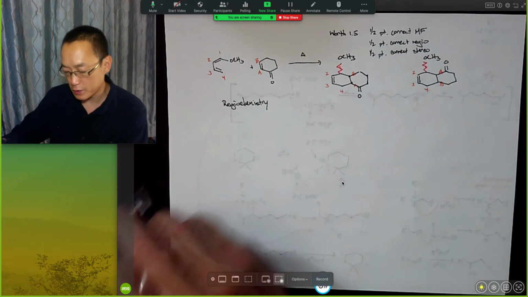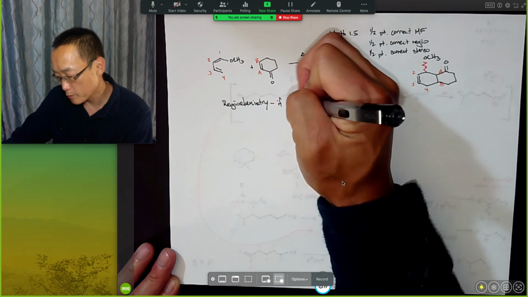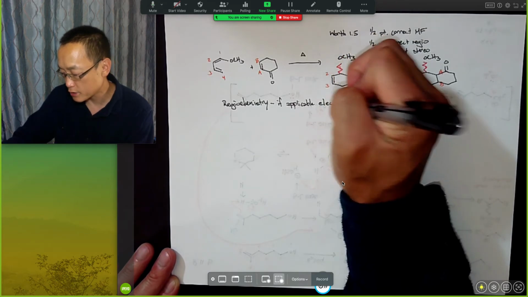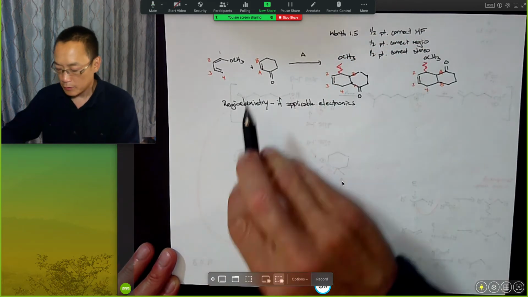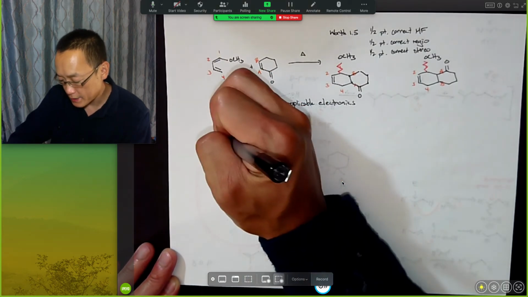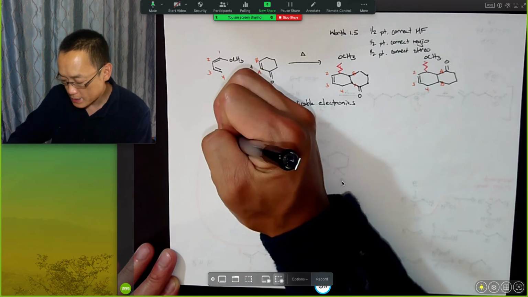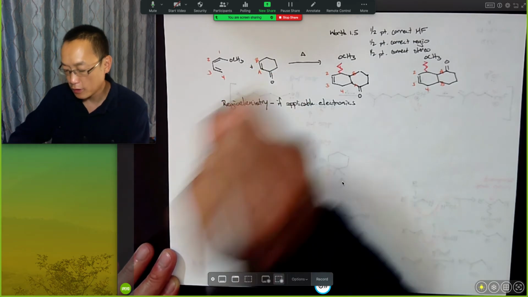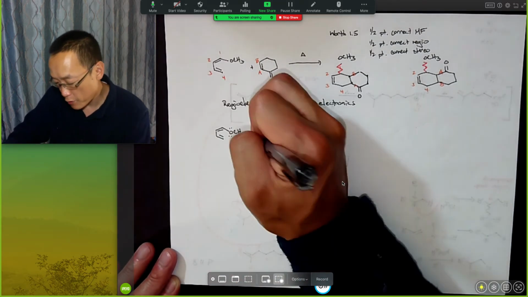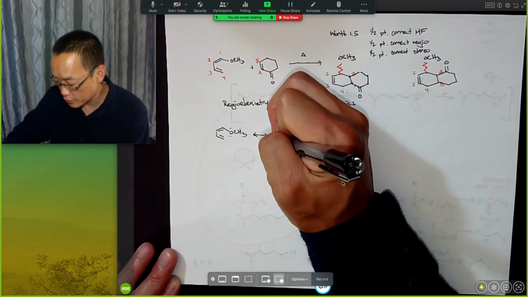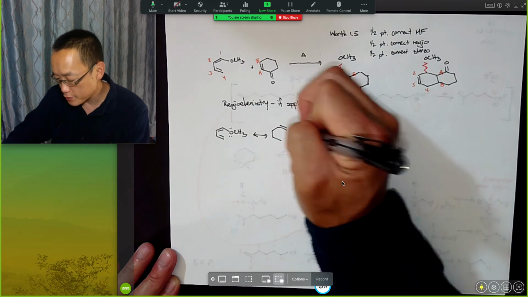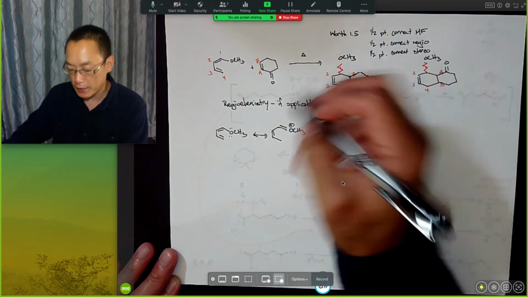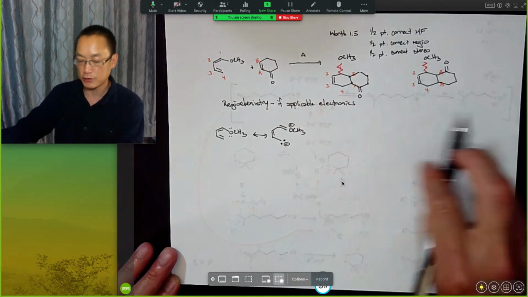Well, regiochemistry is determined, if applicable, going to be based on electronics. Right here in my diene, I have drawn one possible resonance structure, by which I could draw another resonance structure that is certainly higher in energy, but features this oxygen attached in a double bond to that carbon and kind of just forces those electrons all around the ring.